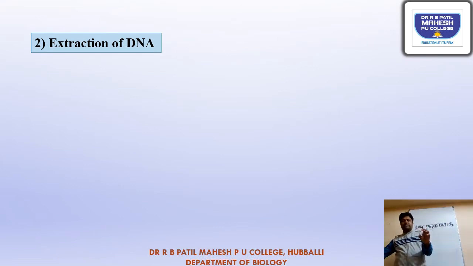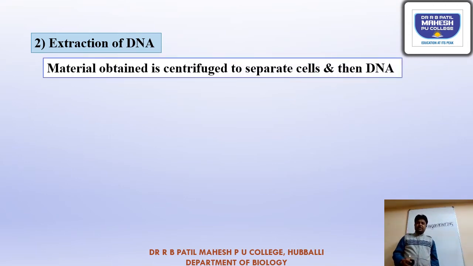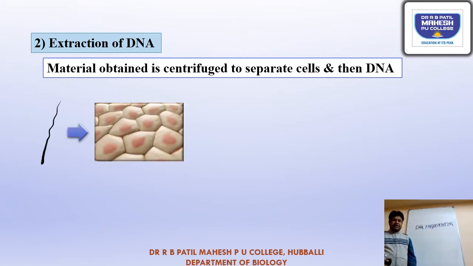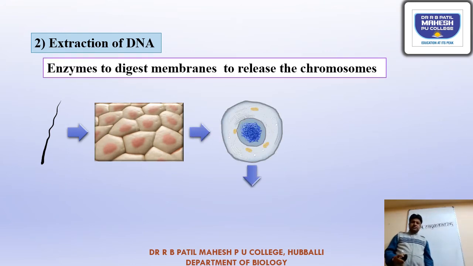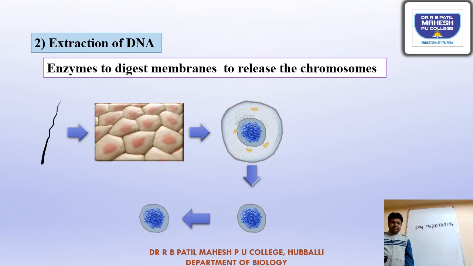The second very important step is, from those cells, isolation of DNA or extraction of DNA. The question arises, how can we extract DNA from the cell? The cell is treated with various enzymes, and then we could easily extract the DNA. Look at here. These are the cells. They are treated with various enzymes that digest the membranes to release chromosomes. From the chromosome, DNA is isolated.